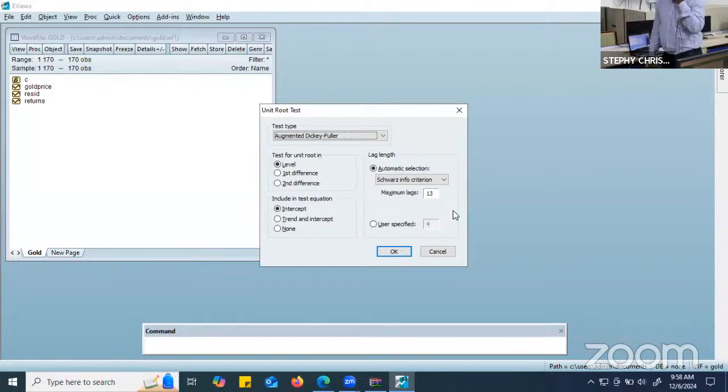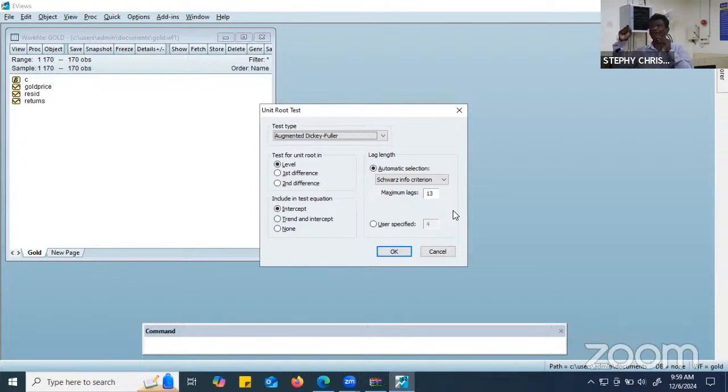One more thing I want to explain: lag length. Have you seen lag length? What is the number of lags? The number of lags is 13. You leave it to the software, it will consider automatically, depending upon the number of observations.